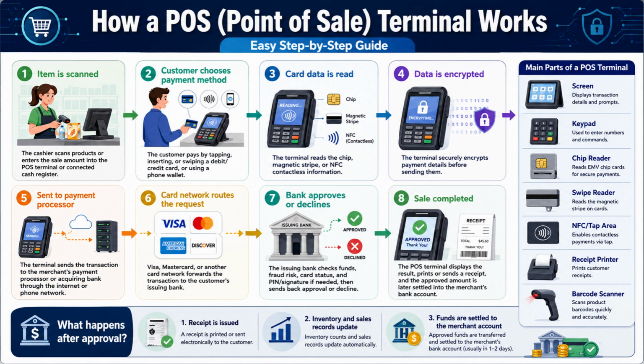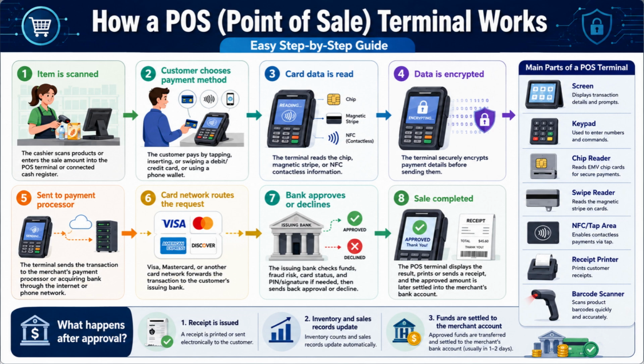Afterwards, the encrypted transaction is sent from the POS terminal to the merchant's payment processor or acquiring bank. This communication usually happens through an internet connection, mobile network, or phone line. Next, the payment processor forwards the request to the correct card network, such as Visa, MasterCard, American Express, or Discover. The card network then routes the transaction to the customer's issuing bank.